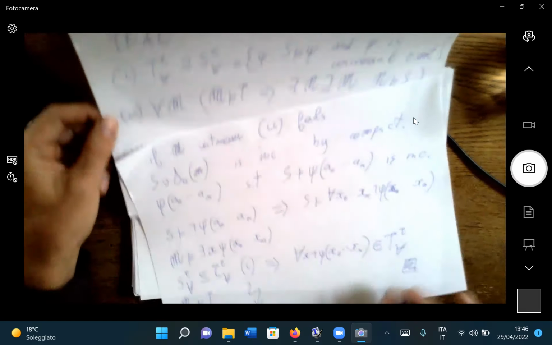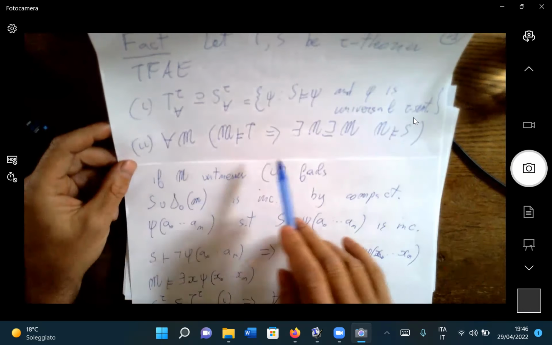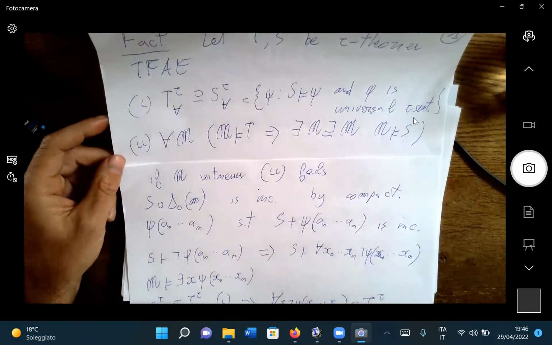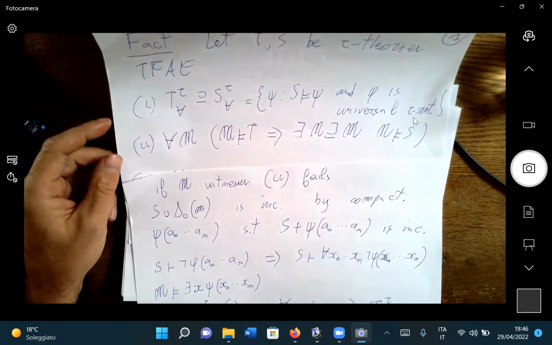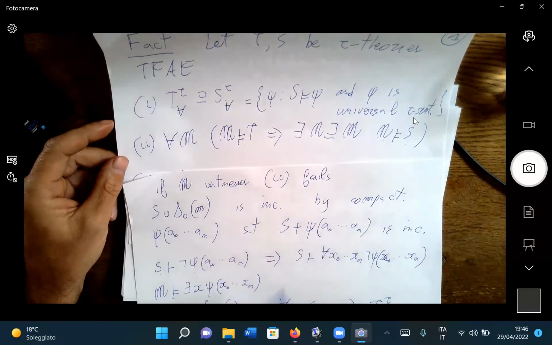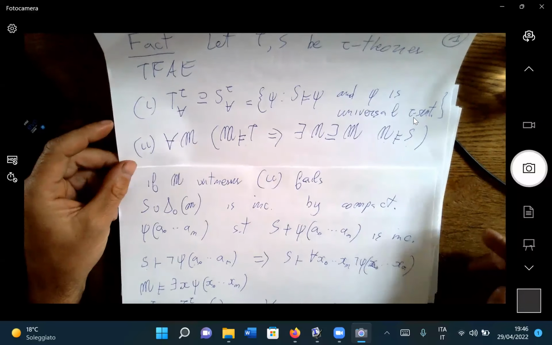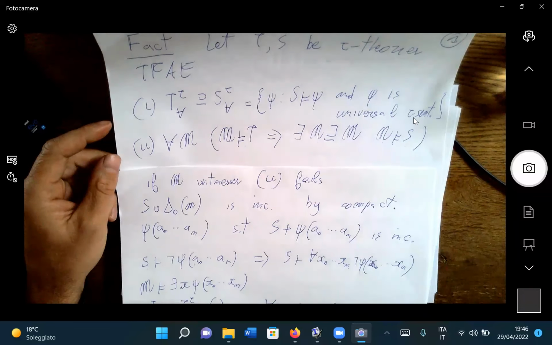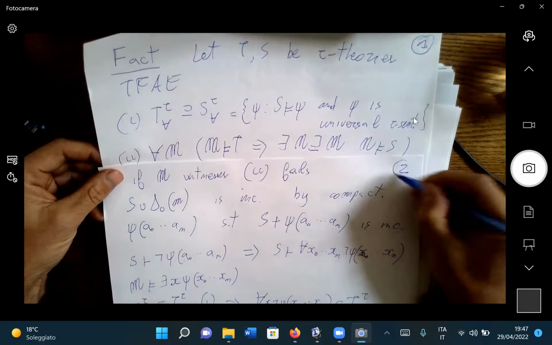So we see the fact that every model of a certain theory is embeddable in a model of another theory amounts to an equivalence in the universal fragment of the theory. So if the universal fragment of the theories are the same, every model of one theory embeds in a model of the other theory, and conversely. So this is the first point.